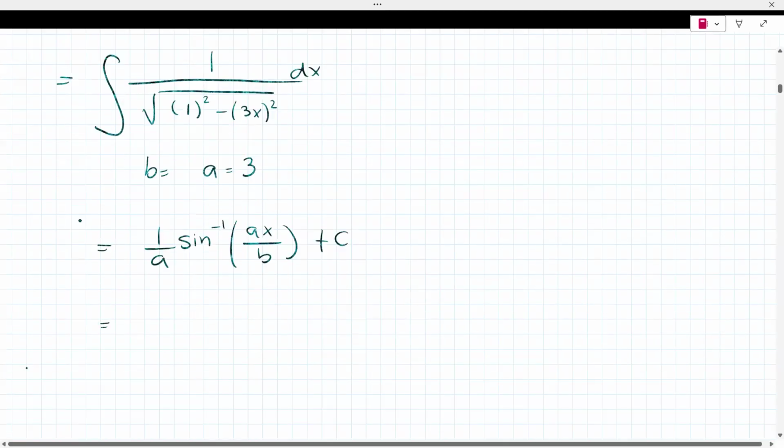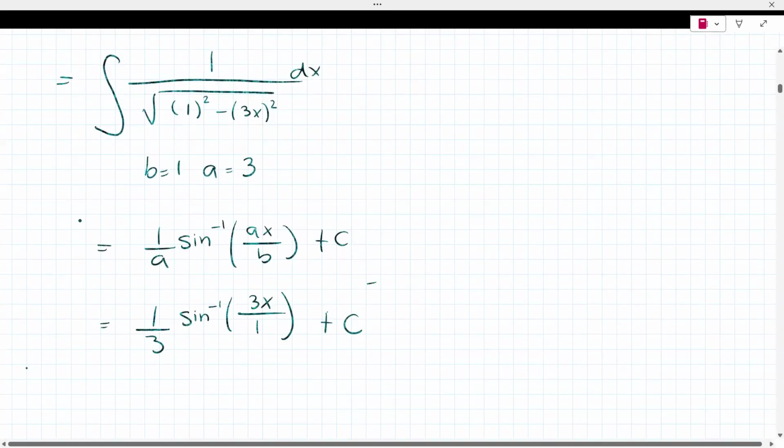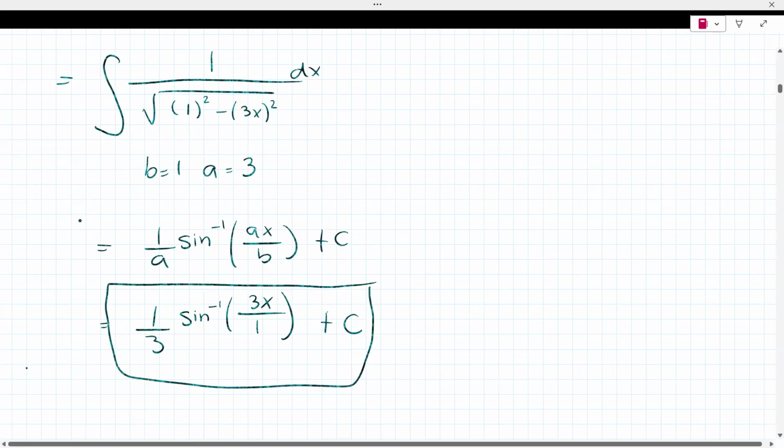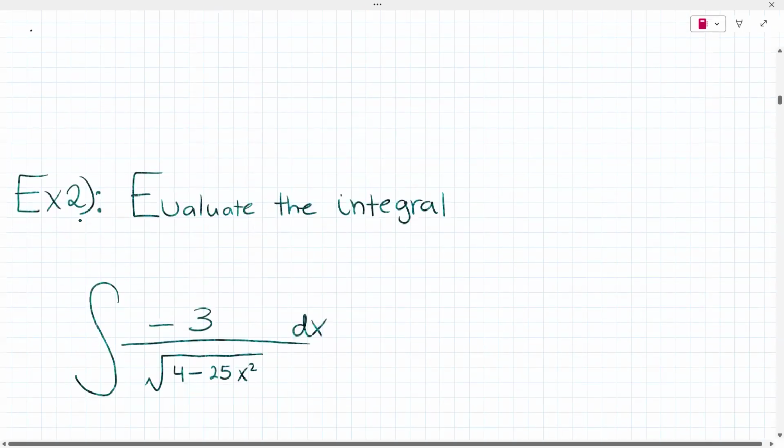So our final answer will be 1/3 sine inverse of our a value, which is 3x, over our b, which is 1. And don't forget the plus c because we have no boundaries. Pretty simple, right? Not too bad. You just need to know your formulas and you'll be good. Okay, let's move on to example 2.